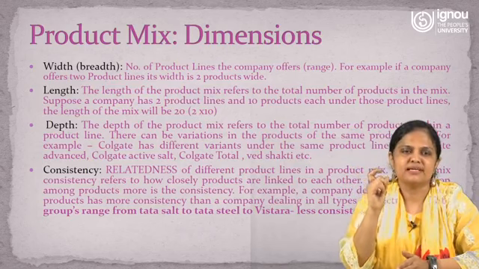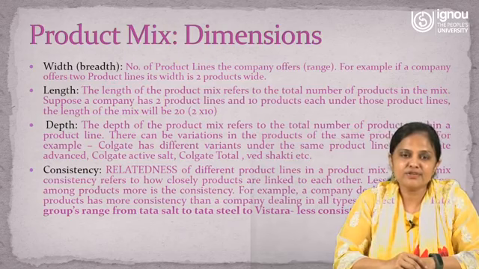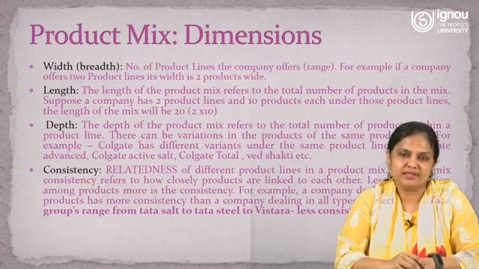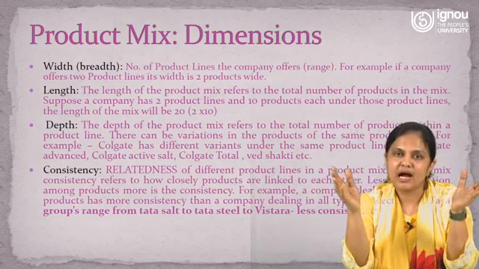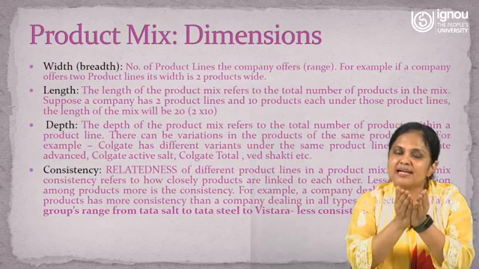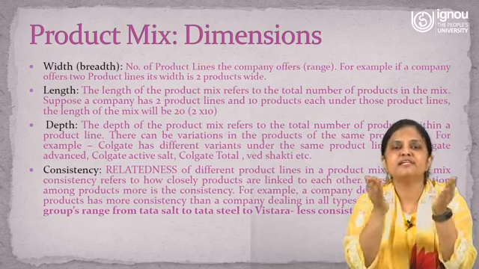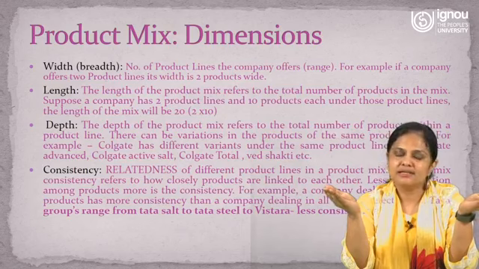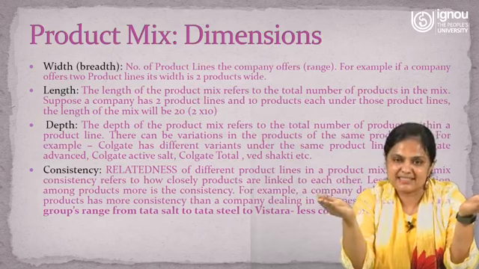And when we talk of consistency of product mix, it means the relatedness of different product lines in a product mix. So the different product lines that you are offering as a company, how they are related to each other. If they are related to each other, that means the product mix is consistent. And if they are not related to each other, that means the product mix of that particular company is not consistent or maybe less consistent.